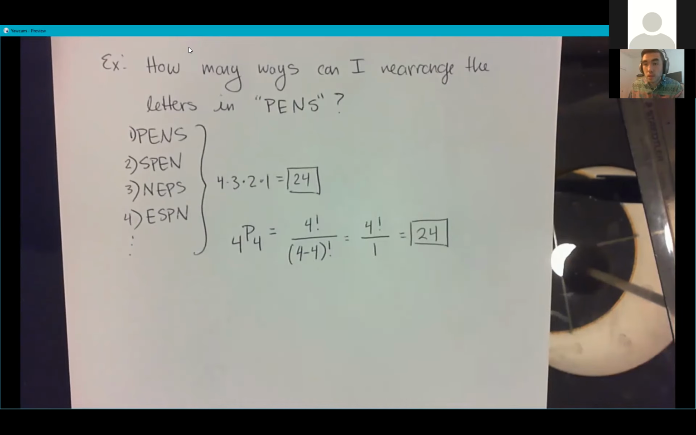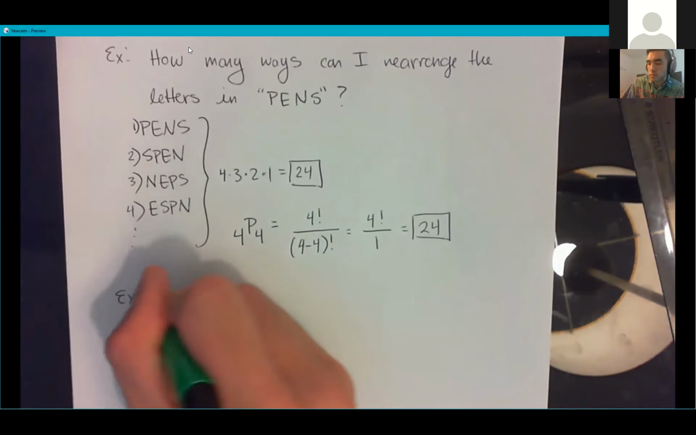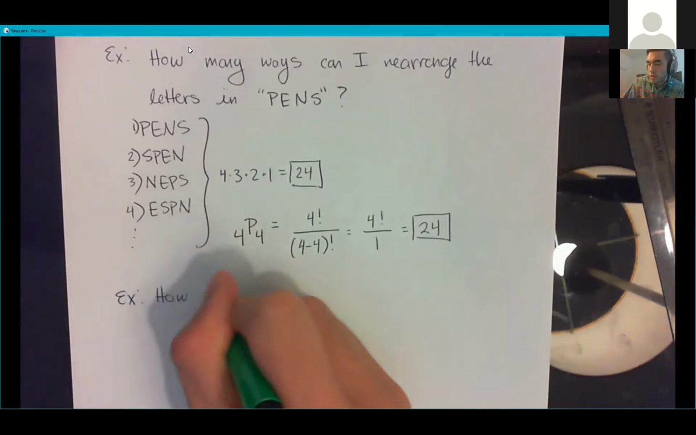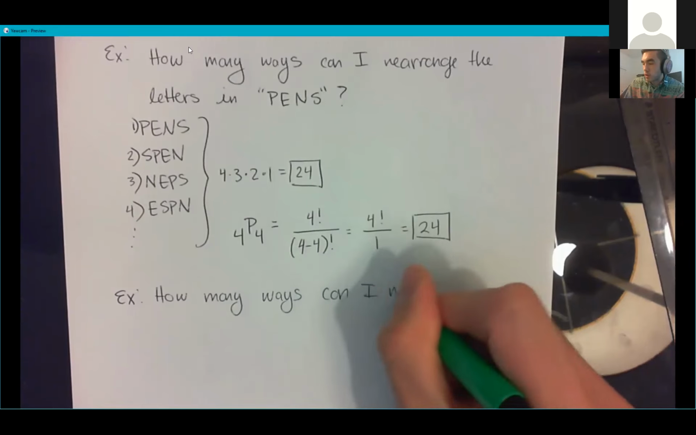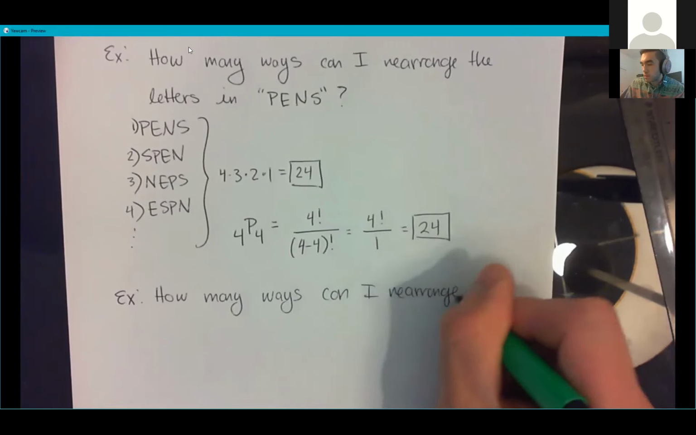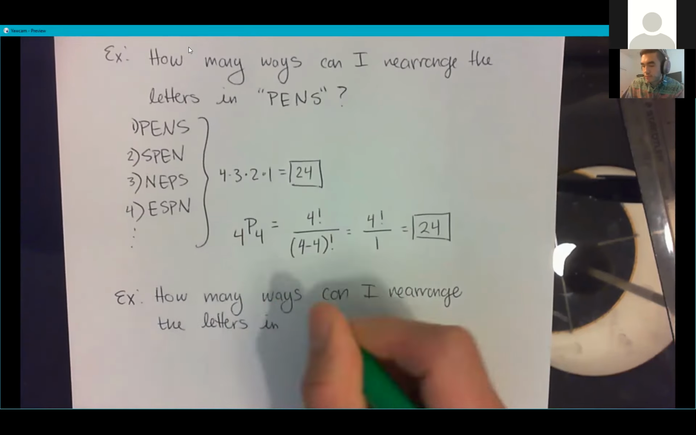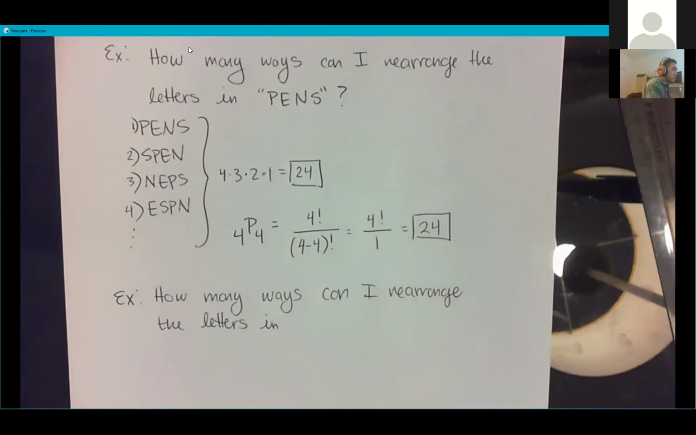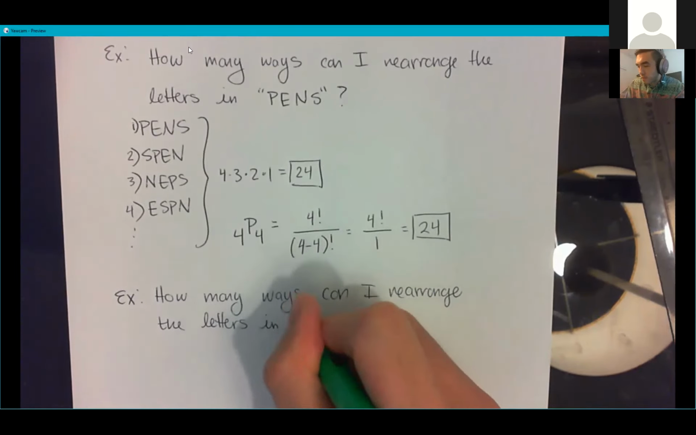However, the one wrinkle that can mess up our fun when it comes to a permutation is what happens when there are repeated elements. This is to say, for example, how many ways can I rearrange the letters in Mississippi? I don't want to spell this wrong. How many ways can I rearrange the letters in Mississippi?